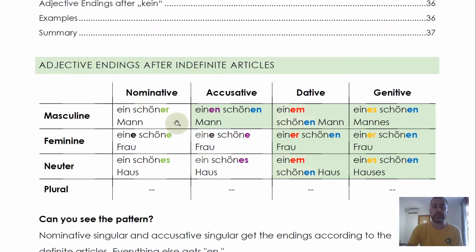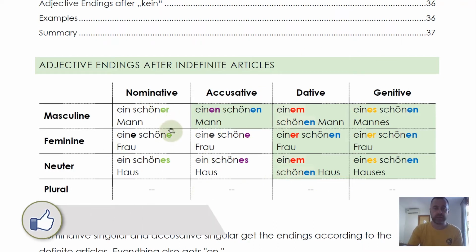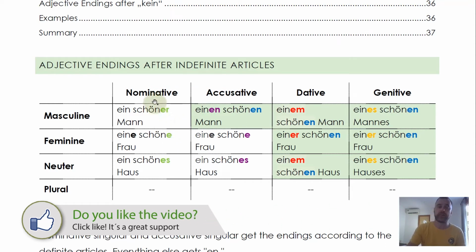You can see here already in dative and genitive and accusative masculine, we still use the en. So it's still the same, like after definite articles, if you see it's dative, genitive, or accusative masculine, we stick to the en. And you can see here, there is no plural because ein doesn't exist in plural. But where do we have a change? So the endings are slightly different if it's nominative singular, or accusative feminine and neuter.